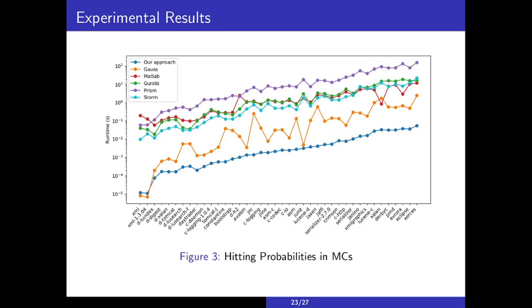For this case, hitting probabilities in Markov chains, the Prism model checker, Gurobi optimizer, MATLAB, and Storm model checker, as well as an efficient implementation of the Gaussian elimination have been used. The blue graph indicates our approach. Note that the runtimes are in logarithmic scale.